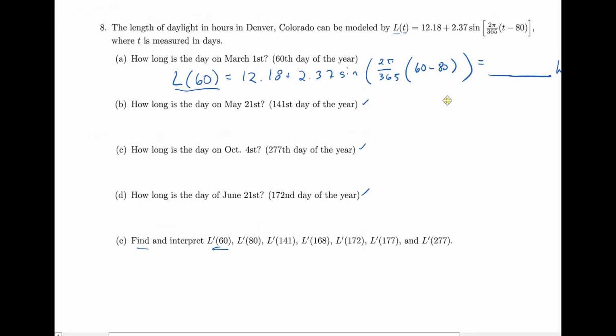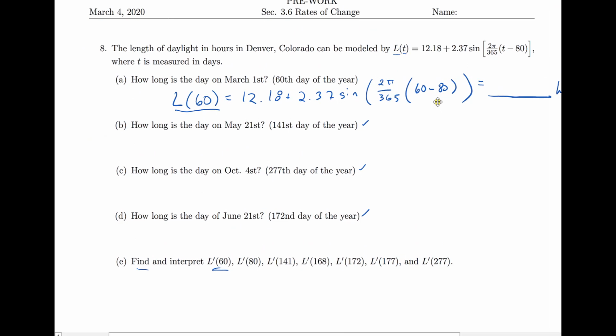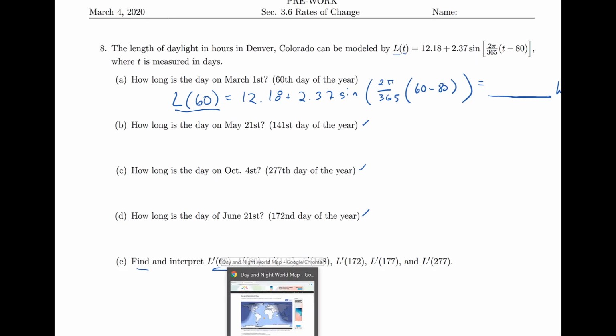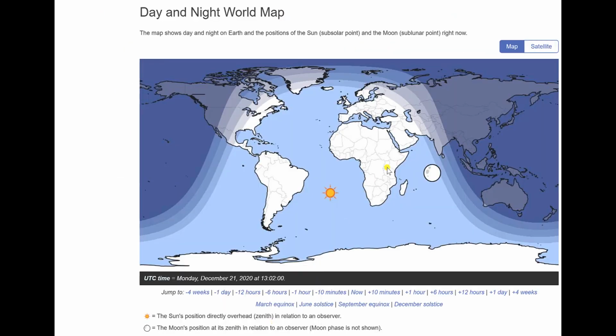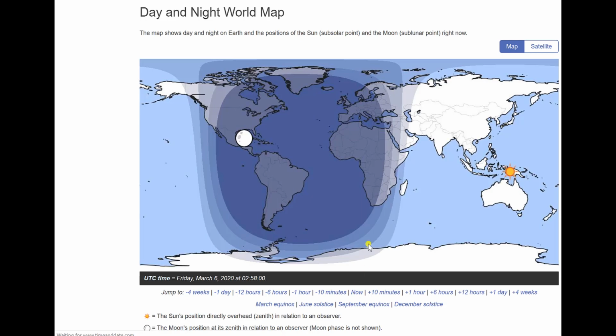Folks, I have one more thing I want to add, and that's what we were looking at, the length of daylight hours in Denver, Colorado, that were modeled by this function here. And I just want to show you the sine function shows up here, and that may be a surprise to some of you, I'm not sure. Here I've got a website that shows where there is currently darkness and where there's currently light on Earth. Actually, that's not right now. Let's change it to right now.